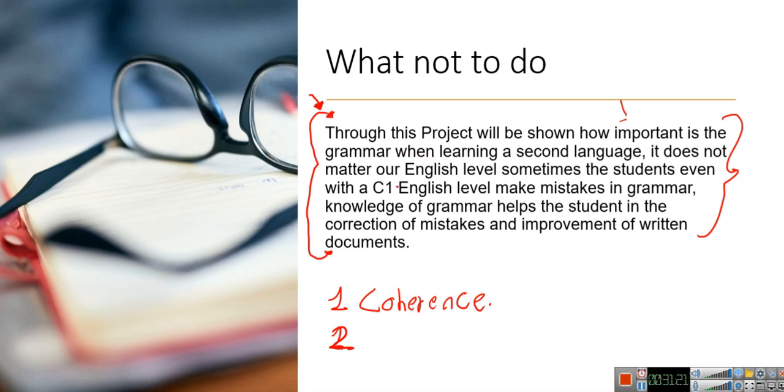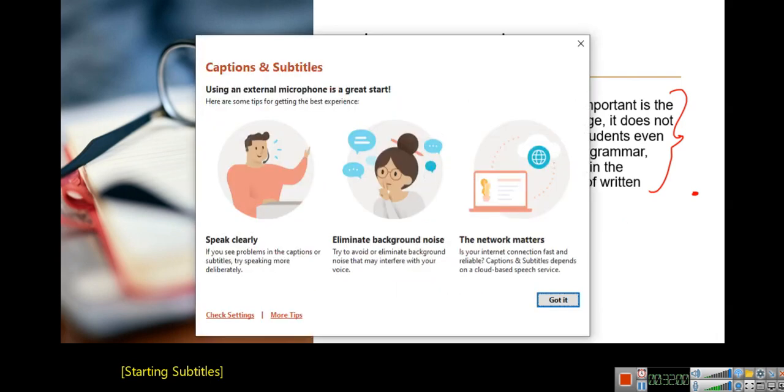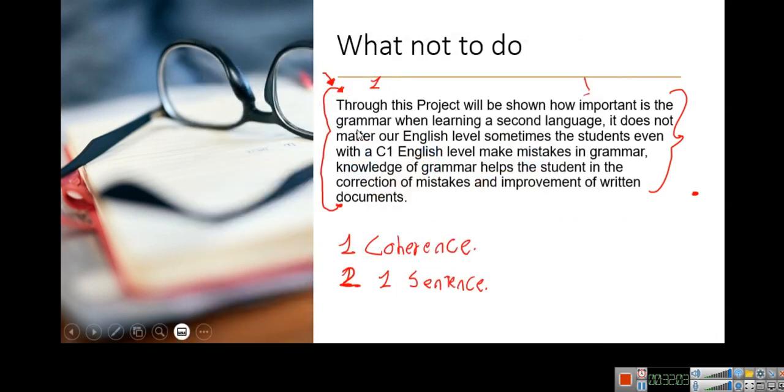So let me tell you about that. So this is one paragraph, but he's using only one sentence. That is completely wrong. We should never do that. The point should be after C1 English level make mistakes in grammar. There are commas, but I think there is a point. Well, that depends on the style of the writer, but the suggestion is to never make a one-sentence paragraph.